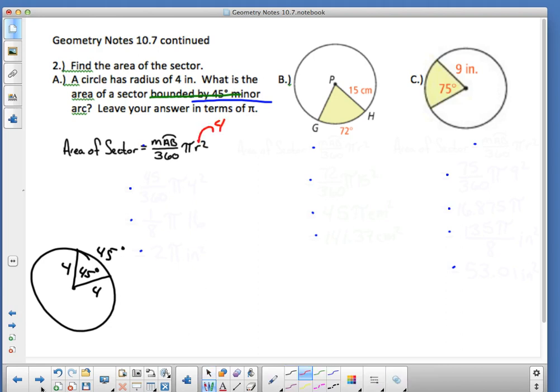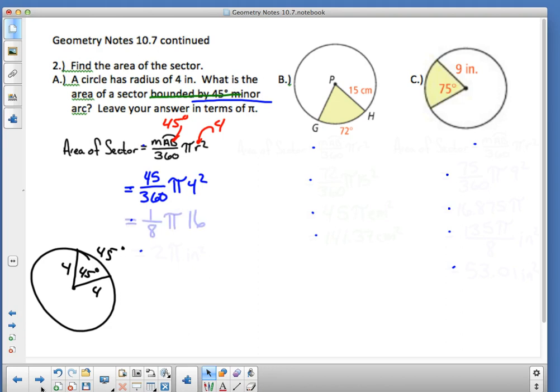4 goes in for r. 45 degrees goes in for measure of arc AB. And I can find the solution. But if I didn't know that, I'm just going to put it in for that sector thing and see what happens. Now, 45 over 360, that's 1/8. 4 squared is 16, so 16 divided by 8 is 2, so that's 2 pi. Okay, without a calculator. Now, with the calculator, it should be 2 pi as well, because remember, it's in terms of pi, so I don't multiply the pi. It shouldn't be 6.28.